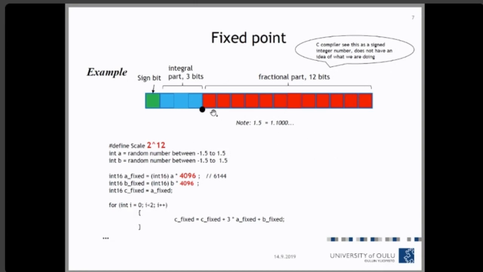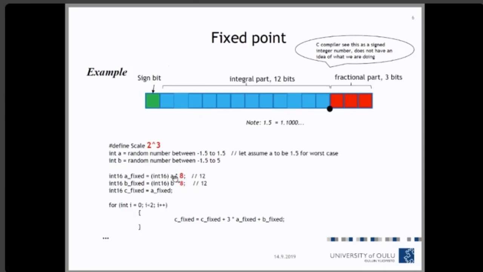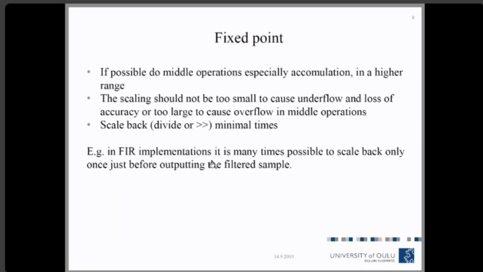In another example, we assumed 12 bits for our fractional part, so our scaling factor will be 2 to the power of 12. Why? Because we are shifting 12 times to the left. And notice something: in reality, we don't implement it by multiplication. We implement it by a shifting operation.